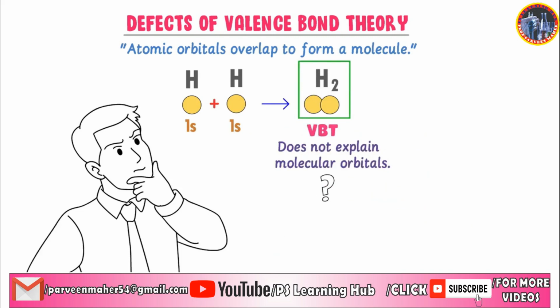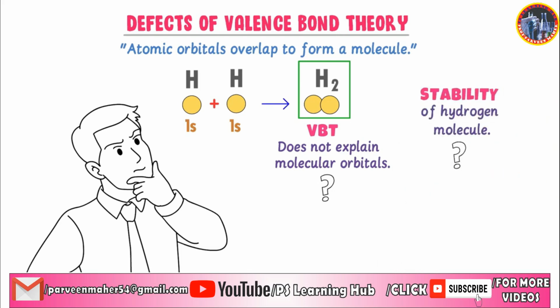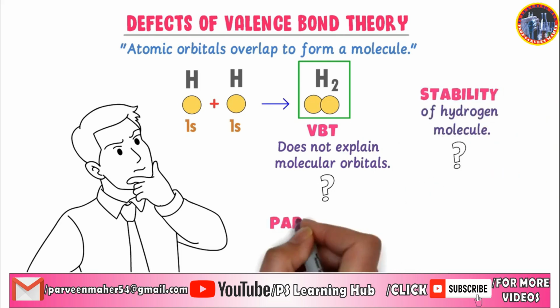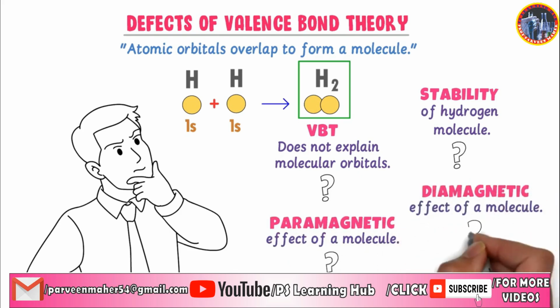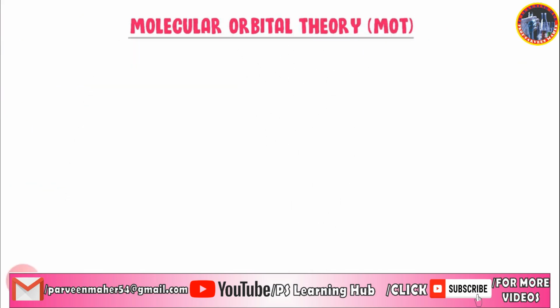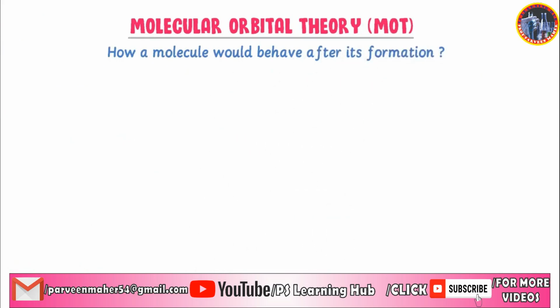Secondly, valence bond theory does not explain the stability of a hydrogen molecule. Thirdly, valence bond theory does not explain the paramagnetic or diamagnetic effect of hydrogen molecule. Thus, due to these defects in valence bond theory, we study molecular orbital theory. Now, what is molecular orbital theory? Molecular orbital theory states how a molecule would behave after its formation.